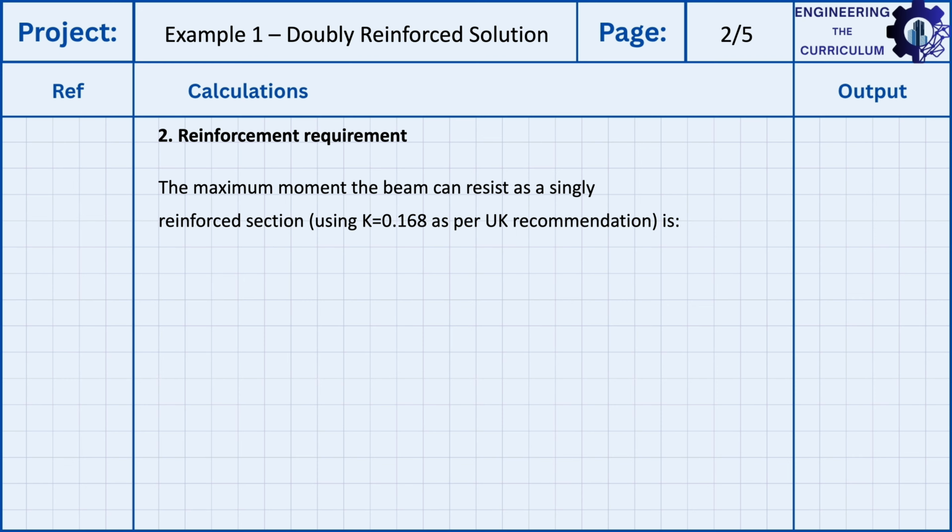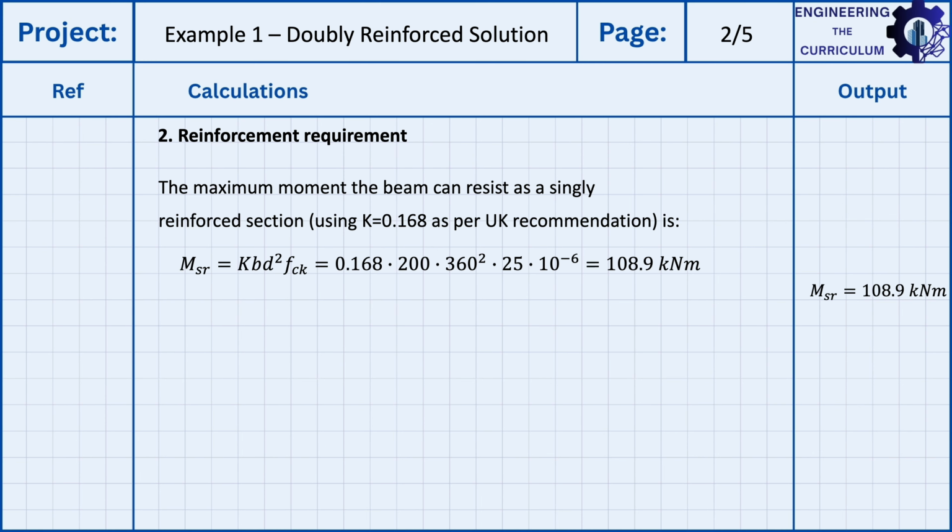Let's now look at the reinforcement requirement. The first thing that I'm going to do in this case is check how much moment the beam can resist as a singly reinforced section. And to do that, I'm going to use the limiting K of 0.168 as per UK recommendation. So remember, as long as K is under 0.168, we can design a singly reinforced beam. I am here checking the limit.